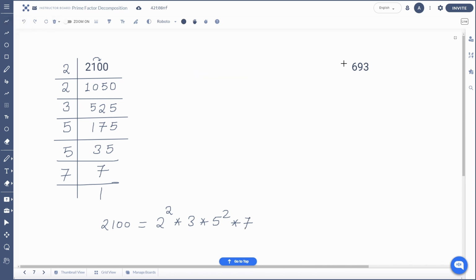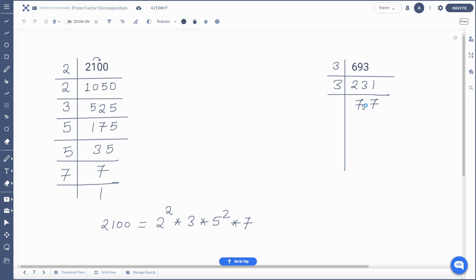Let's continue with the next example. Again, we have to start performing division. It's clearly visible that it's not divisible by 2 because it's an odd number. We may think of 3, yes, it's divisible by 3. 3 2s are 6, 3 3s are 9, and 3 1s are 3. Now, further again, it's divisible by 3. 3 times 7 is 21, 3 times 7 is 21.